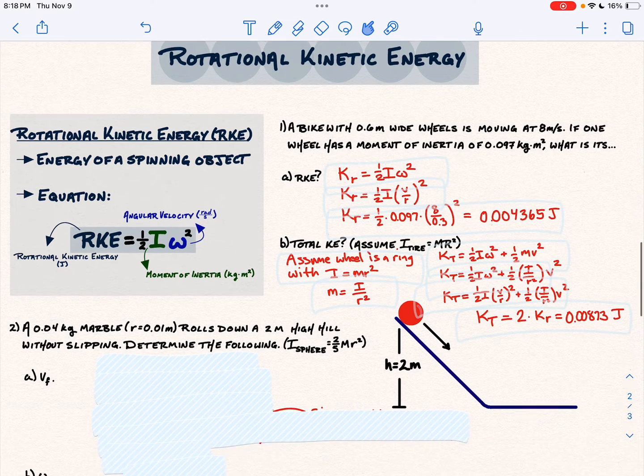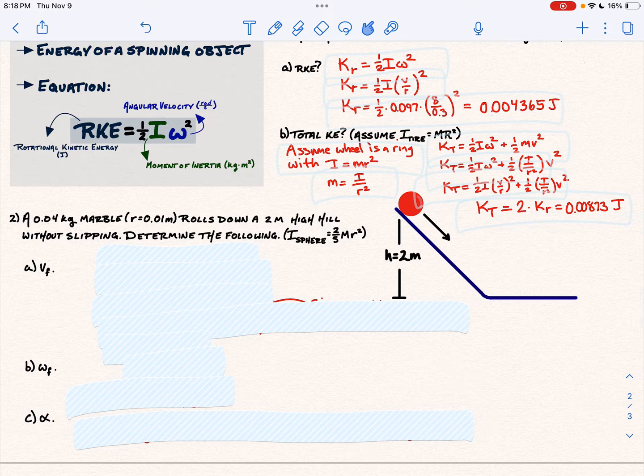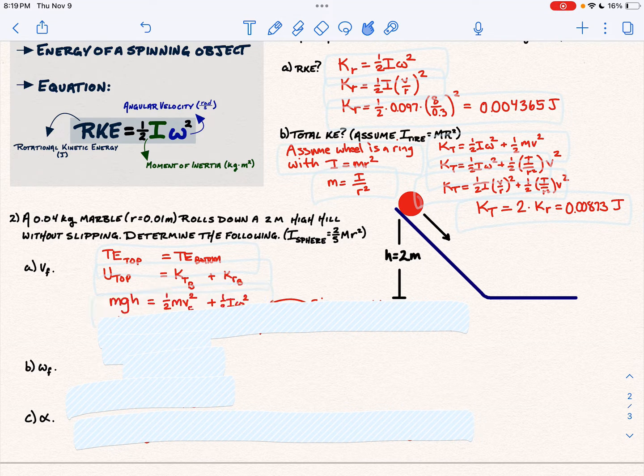Okay, next question. This is an interesting question because the old way to compute the speed of a marble rolling down a hill using forces and rotation is pretty involved. But if you do it with energy, you can do it very, very simply and very, very quickly. So here we go. The first thing we're going to say is that at the top, the total mechanical energy is equal to the total mechanical energy at the bottom. And at the top, it's entirely potential energy. But at the bottom, it's both translational and rotational.